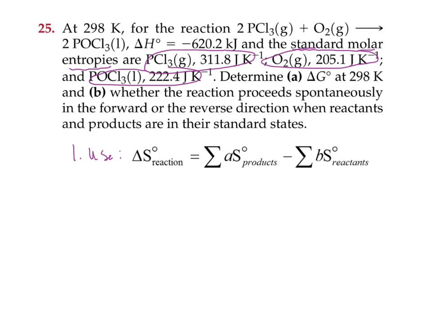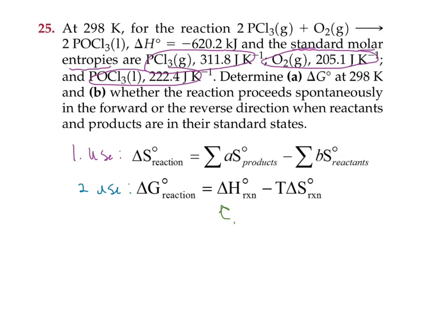Oh, I was wrong. Those things that are circled aren't the enthalpies, they're the entropies. It says standard molar entropies. So those are the S's. Like for PCl3, the S is 311.8 joules per Kelvin. So you can get the change in entropy of the reaction.